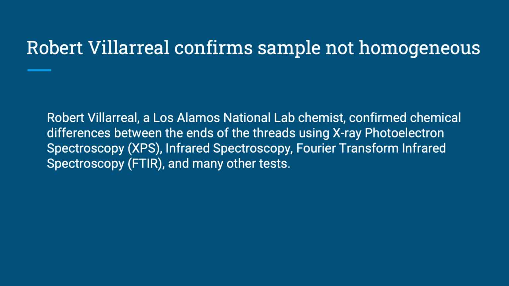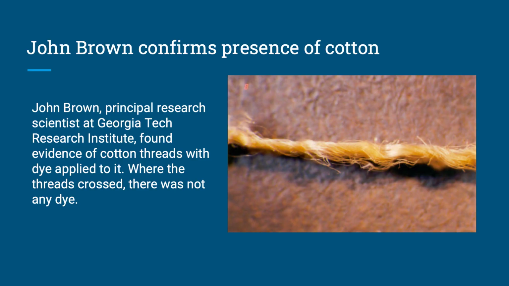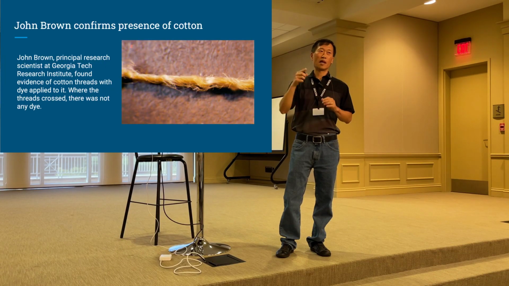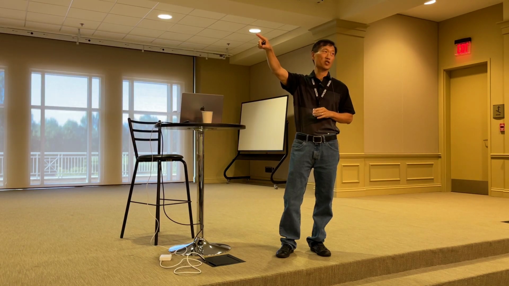Robert Villarreal also confirmed this, that the sample was not homogeneous. John Brown from Georgia Tech also confirmed this. And this photograph here is one of the cotton yarns. And you can see those 2 white marks right there. That is when one yarn crossed another, and the dye did not get applied at that point. And so this is tangible evidence that there was cotton and it was dyed.